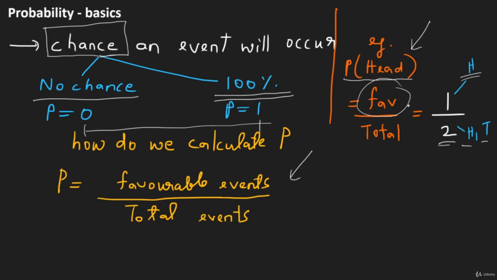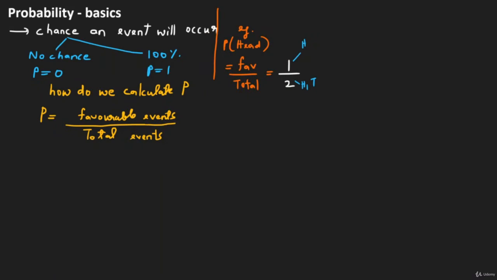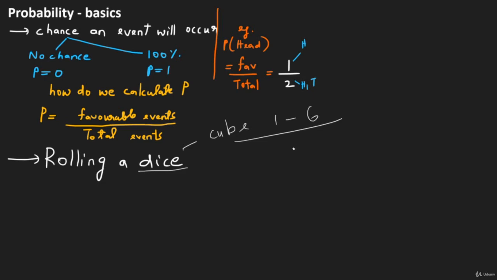Alright, let's take a few more examples to solidify our understanding of what we mean with probability. I'll keep this aside. Now, say you are rolling a dice. A dice is used to play games like Ludo, right? So this is nothing but a cube on which the numbers 1 to 6 are written on different faces, right? Now, let's find the probability of getting 3 when you roll a dice.